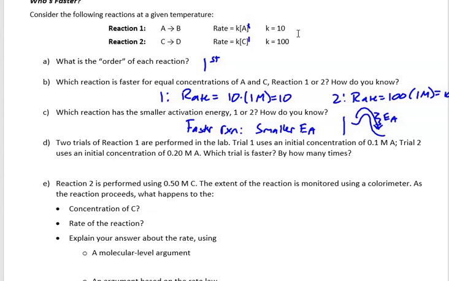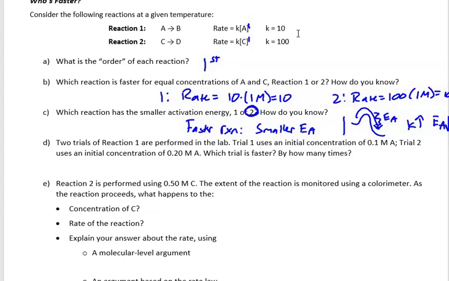Therefore, we know that the faster reaction is reaction 2. So it's going to have the smaller activation energy. So you can see that K is inversely related to activation energy. As activation energy goes down, your K value goes up. So they're all related to each other.